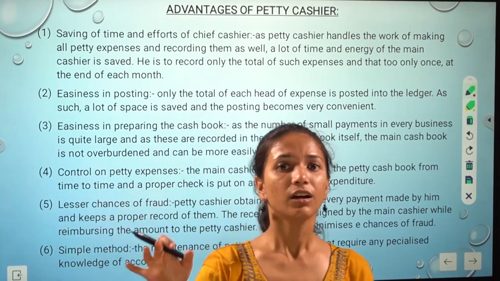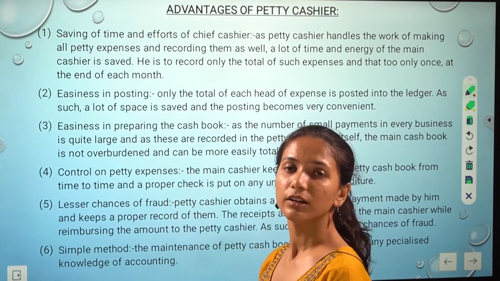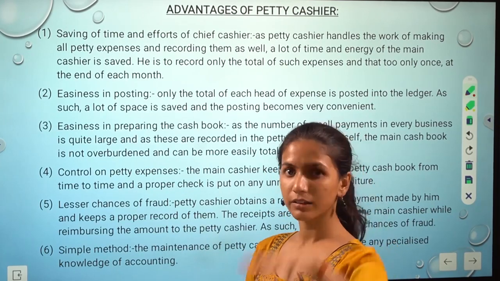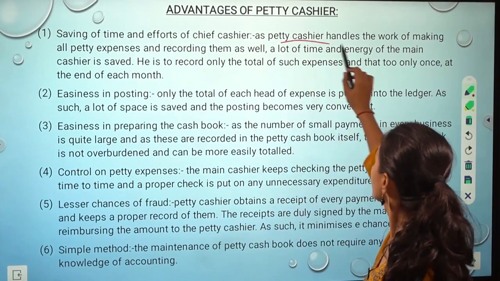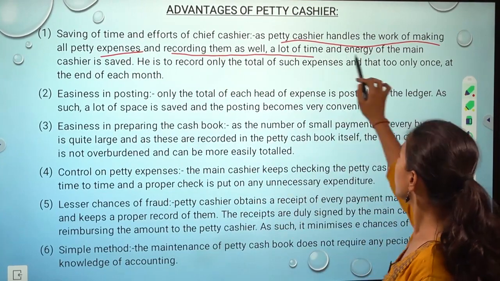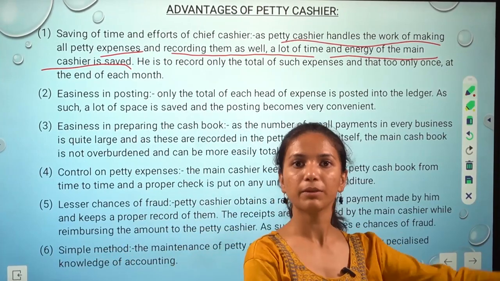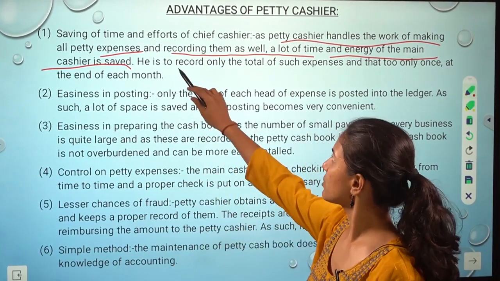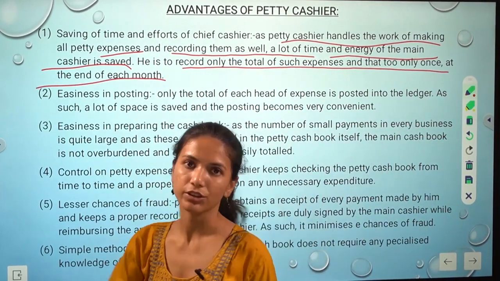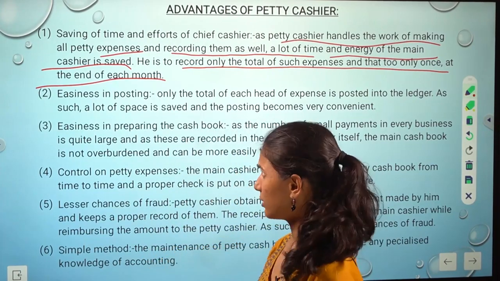Since the petty cashier has been appointed, the main cashier's burden is reduced. As the petty cashier handles the work of making all petty expenses and recording them as well, a lot of time and energy of the main cashier is saved, because half of the work is done by the petty cashier. So he has to record only the total of such expenses, and that too only once at the end of each month.